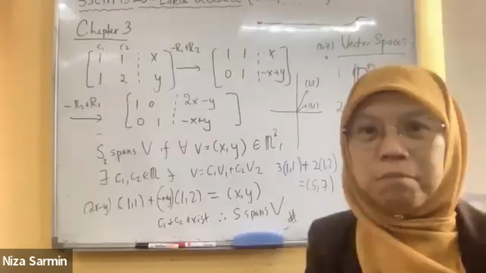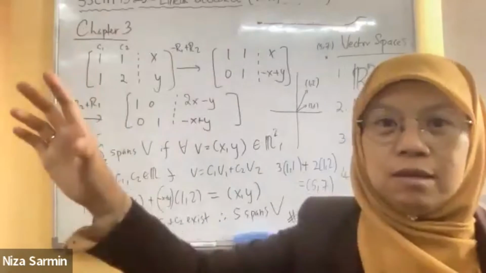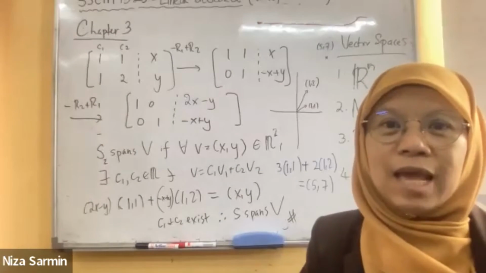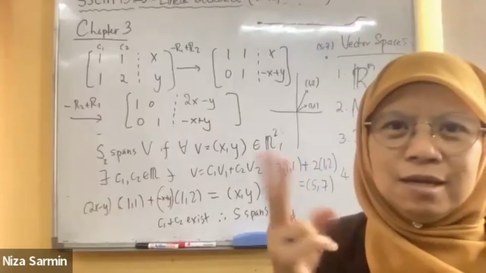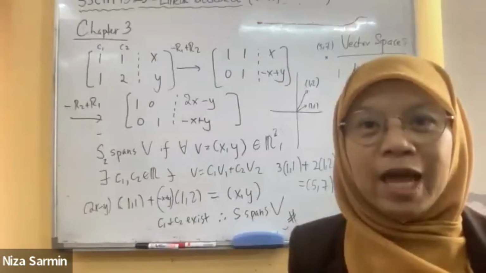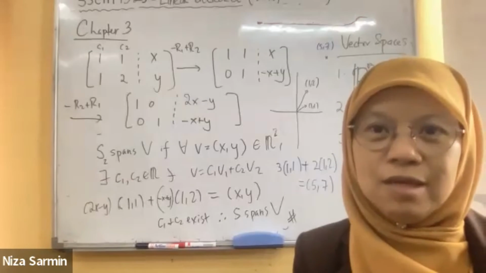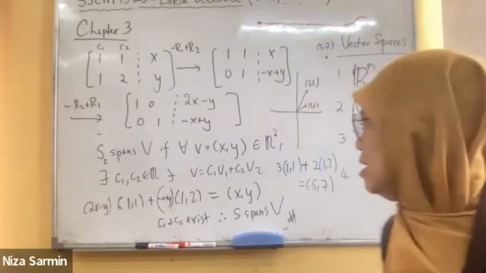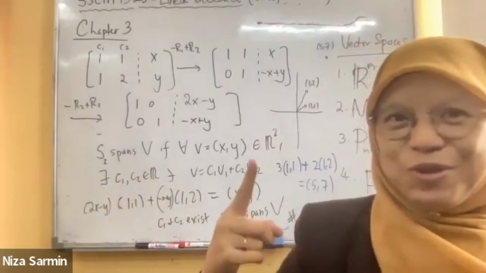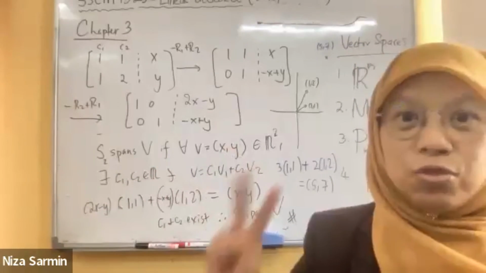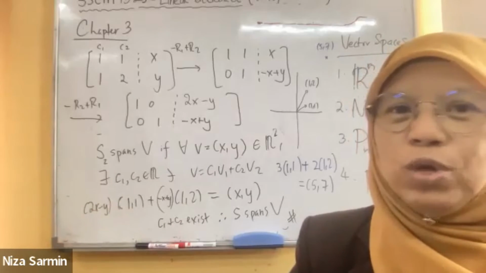So this is what it means by S with these two vectors span the whole V. It means any vector in V, you give me any pair, I can write that as a linear combination of (1, 1) and (1, 2). That is what it means by spanning. One vector cannot span the whole R2. Just now there is only one vector, right? Two vectors can span, but it doesn't mean if I give 2, it will span.